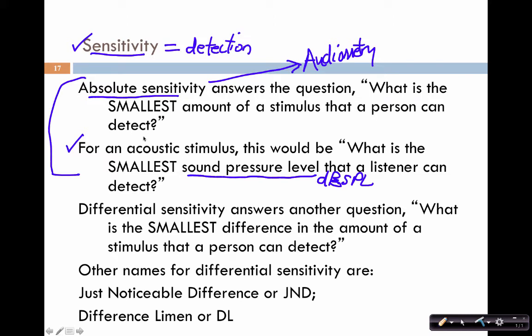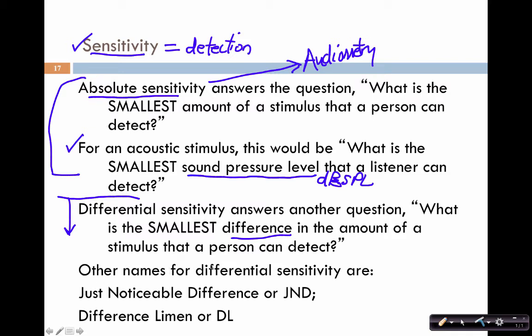So absolute sensitivity, what's the smallest amount of sound pressure level that a listener can detect? This other type of sensitivity, called differential sensitivity, will be picked up more in part 4, I believe, of lecture 12A lecturecasts, just dividing them up that way. And differential sensitivity is also very important because this answers the question, what's the smallest difference that somebody can detect?